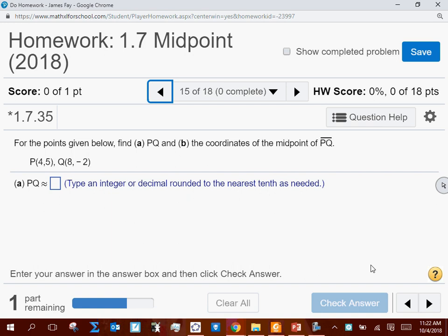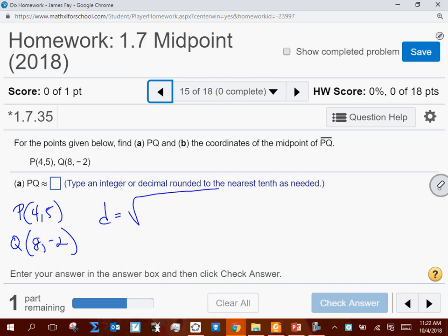Okay. So we should be able to take these values, P and Q. P is at 4, 5. Again, I like to write mine on top of each other. Q is 8, -2. If I'm trying to find distance, remember distance is this thing, right?